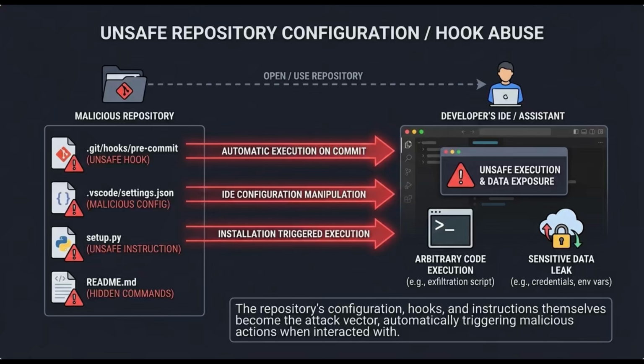In documented reporting around AI coding assistants, researchers showed that hooks, environment variables, and repository-linked execution paths could be abused to trigger command execution and expose secrets. The dangerous part is that this can all be sitting inside the repo, waiting to influence the assistant as soon as that project is trusted or opened.